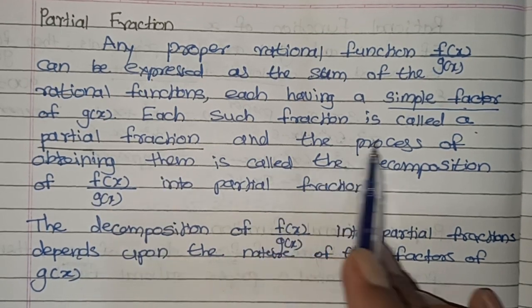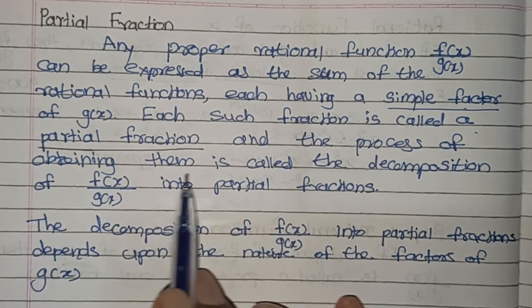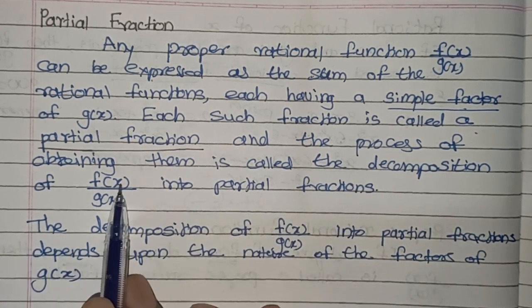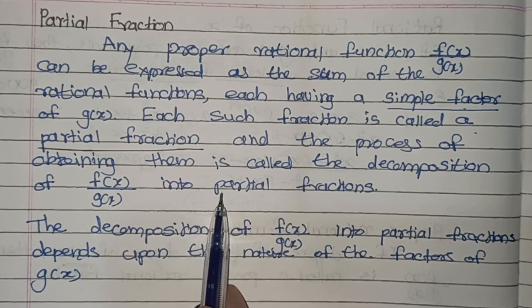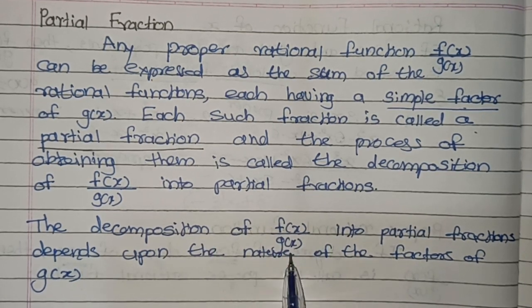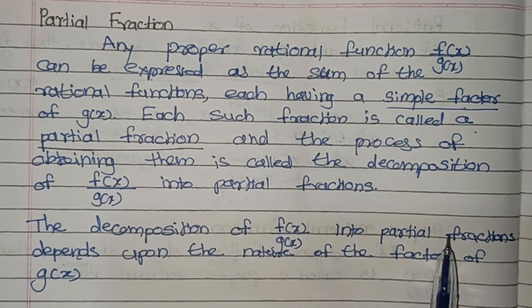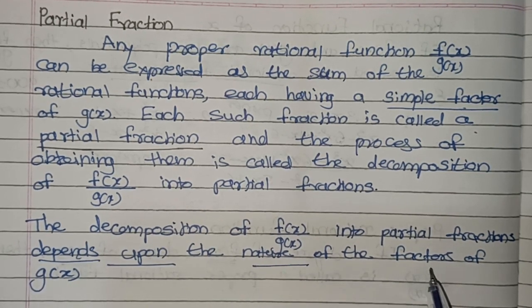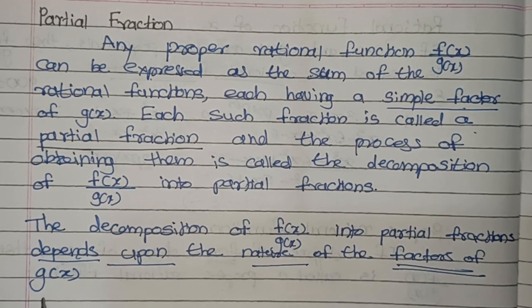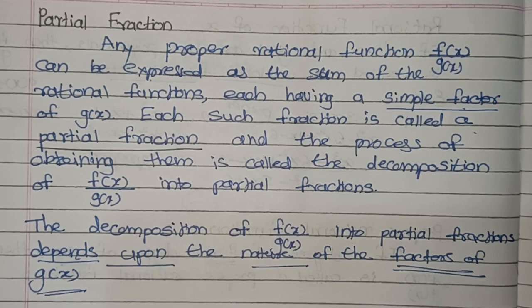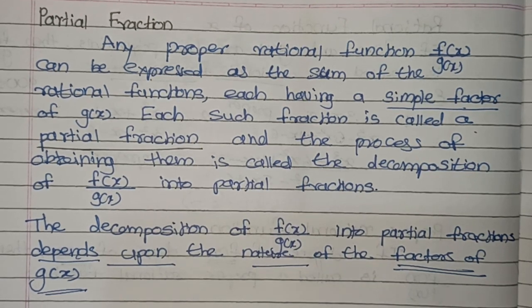And the process of obtaining them is called the decomposition of f of x upon g of x into partial fractions. This decomposition depends upon the nature of the factors of g of x. That means the nature of the factors of the denominator.